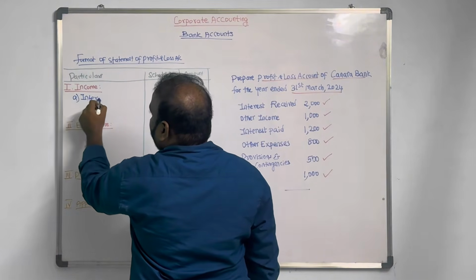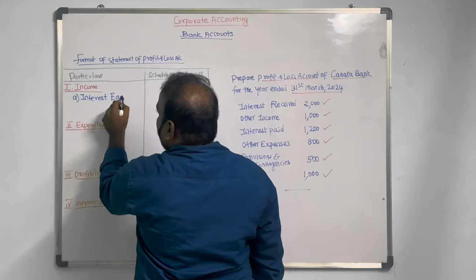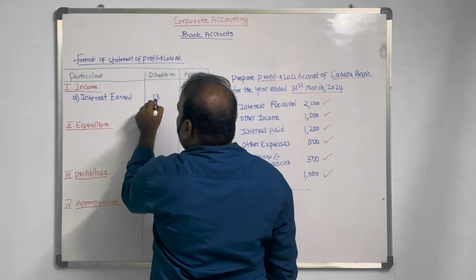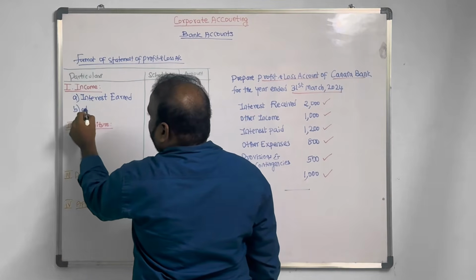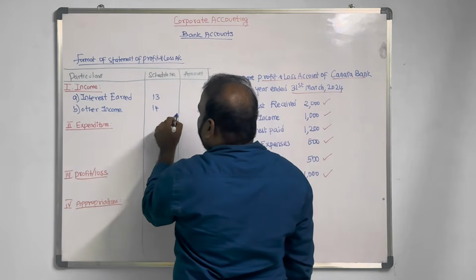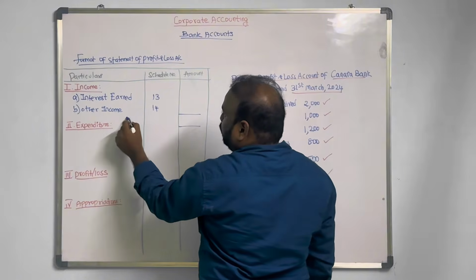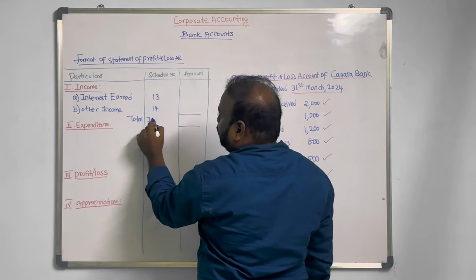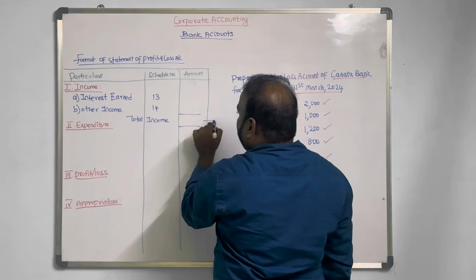Interest earned, schedule number 13. Other income, schedule number 14. We have to total, and you will be getting total income, which is denoted as A.